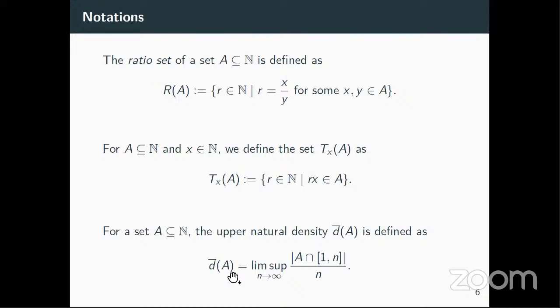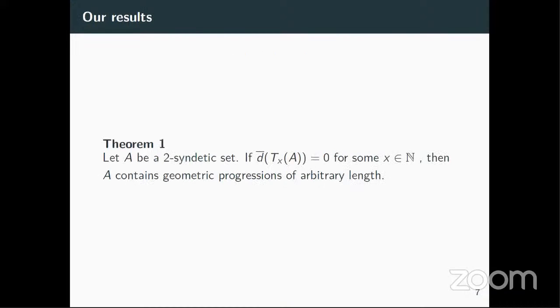With these notations, before we state this result, I will say that it is difficult to say whether a 2-syndetic set contains a 3-term geometric progression with integer ratio or not. So we have the observation that if you start with a 2-syndetic set A, and if the upper natural density of T_x of A is 0 for some x, then A contains geometric progressions of arbitrary length. This is the first observation.